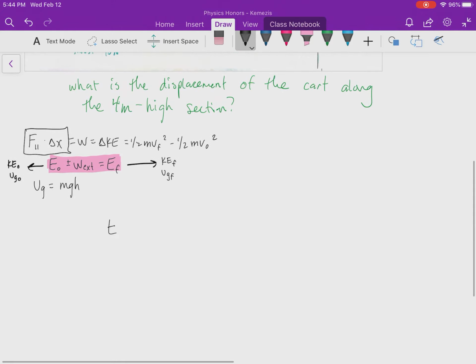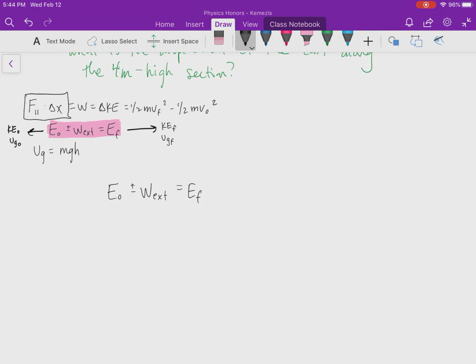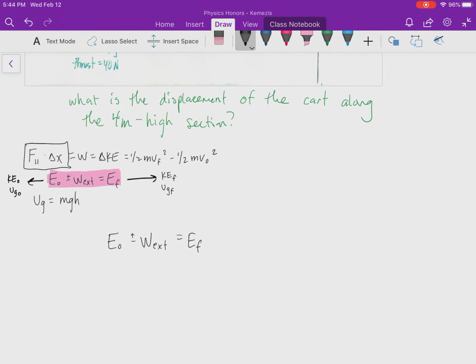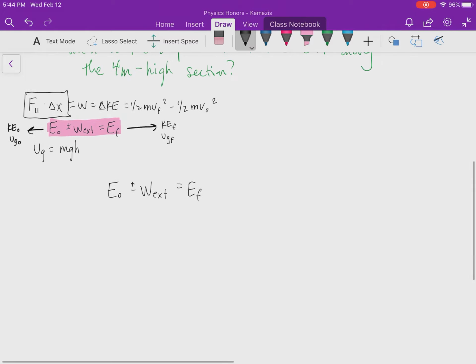So we have E naught plus or minus work external is equal to EF. Okay, pretty simple. And then what we're going to do is we're going to expand this equation out, because right now, like, I don't have any numbers for this. I'd have to calculate it, and I'm going to expand this equation so that we can figure out what we need to put in for calculation. So remember, E naught, we said, is the kinetic energy initial, and the potential energy initial. So we have that over there.